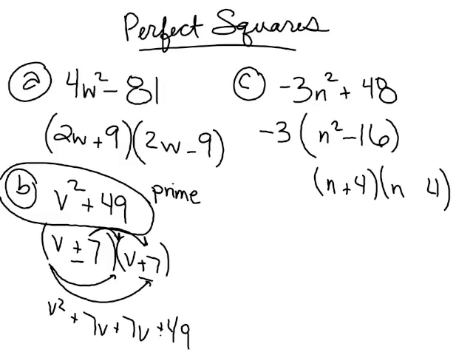So I need to use the binomial conjugate, right? I need to make sure I bring my negative 3 down. So I'll have n squared minus 4n plus 4n, so those terms cancel out, minus 16. So if they tell you you're working with a perfect square, but your numbers aren't perfect squares, see if you can pull out a factor.